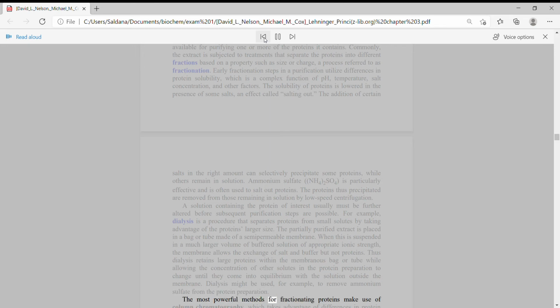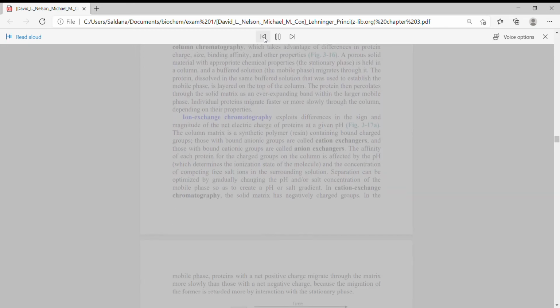The most powerful methods for fractionating proteins make use of column chromatography, which takes advantage of differences in protein charge, size, binding affinity, and other properties, Fig. 3-16. A porous solid material with appropriate chemical properties, the stationary phase, is held in a column, and a buffered solution, the mobile phase, migrates through it. The protein, dissolved in the same buffered solution that was used to establish the mobile phase, is layered on the top of the column. The protein then percolates through the solid matrix as an ever-expanding band within the larger mobile phase. Individual proteins migrate faster or more slowly through the column, depending on their properties.